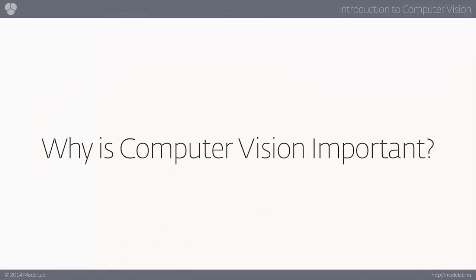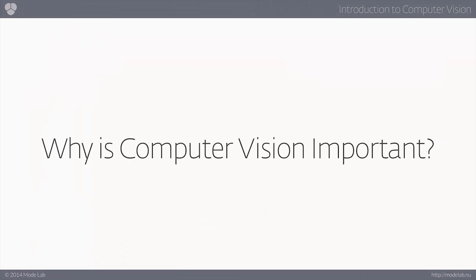Now before we get started, it's probably best to provide a concise definition of what computer vision actually is. Computer vision is a field which includes methods for acquiring, processing, analyzing, and understanding images in order to produce numeric or symbolic information about the real world.